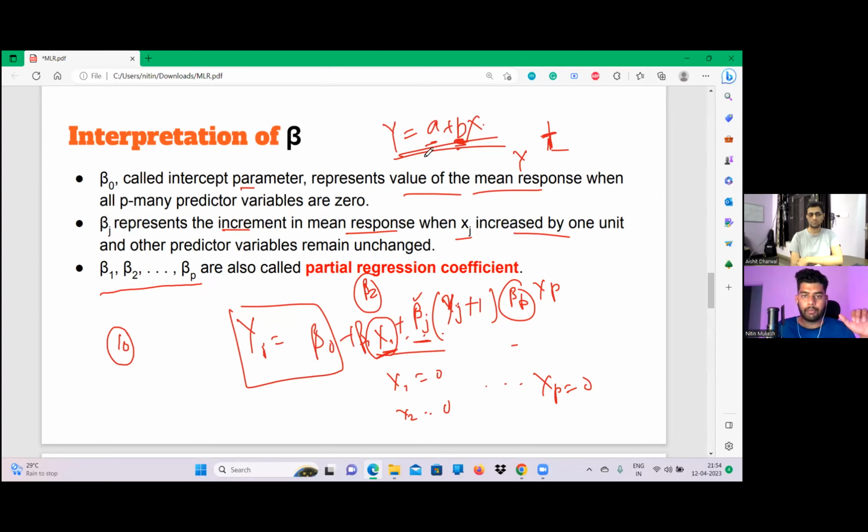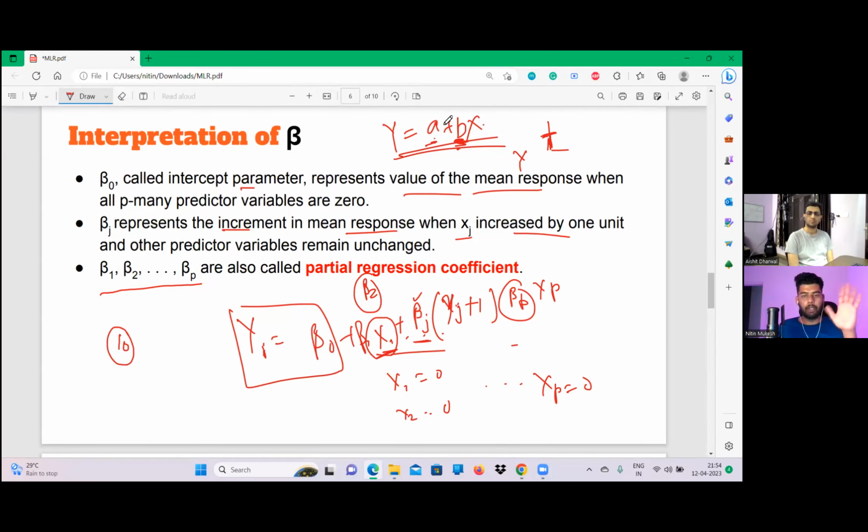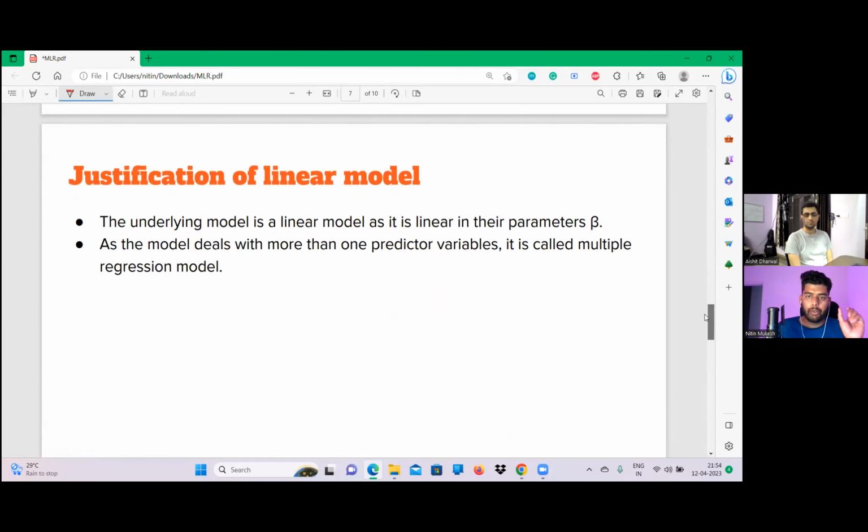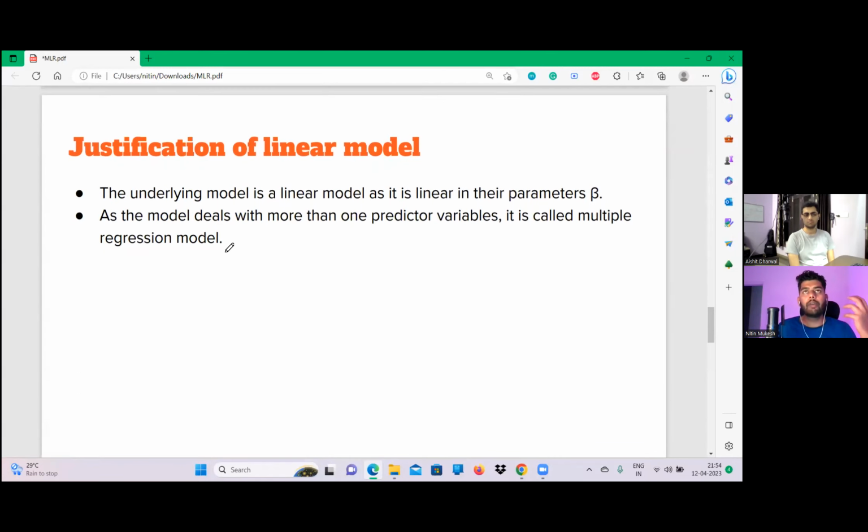Earlier in the simple linear regression, this a and b were called regression coefficients because we have only two terms, just x and y. We don't have any other thing. But in multiple linear regression, these are called partial regression coefficients because each one, beta 1 to beta p, has some contribution in the hyperplane. So now one may ask, why do we call it a multiple linear regression?